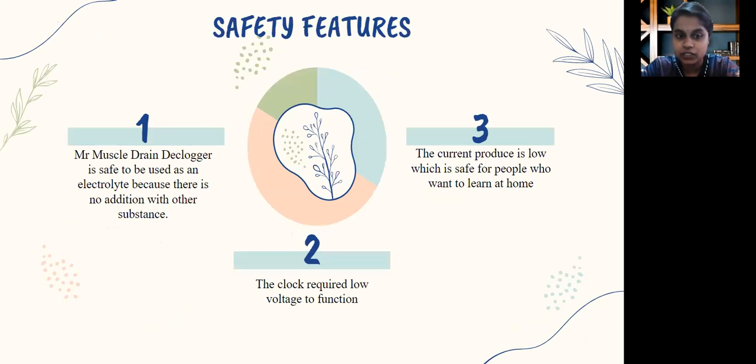Next, safety features. Mr. Muscle Drain Declogger is safe to be used as an electrolyte because there is no addition of other substances. Next, the clock requires low voltage to function. And finally, the current produced is low, which is safe for people who want to learn at home.